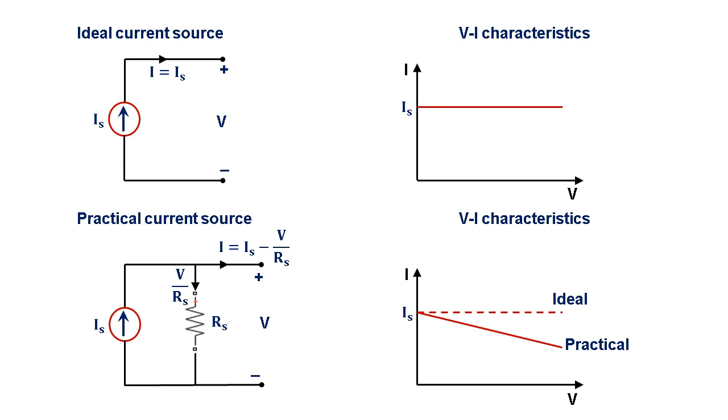Next is practical current source. If you see the practical current source, it has a resistor in parallel with the current source. The current at the output terminals will be the source current minus current through resistor, which is V by Rs. If you see the VI characteristics of practical current source, it is deviated from the ideal characteristics, and this deviation is due to the current through the resistor, that is V by Rs.